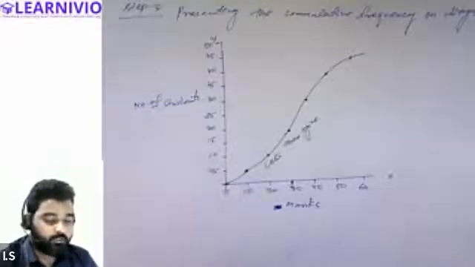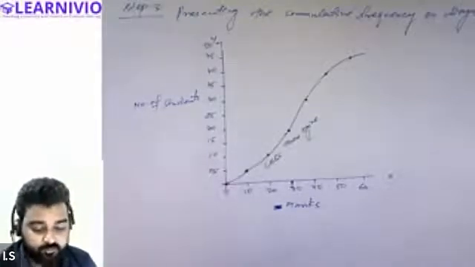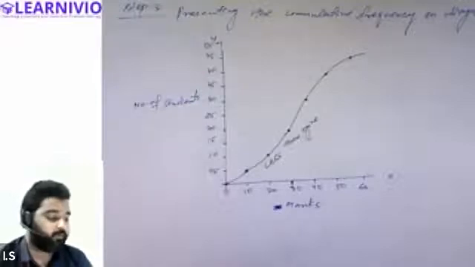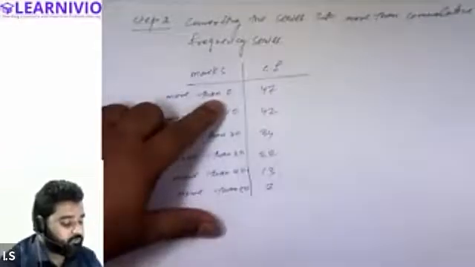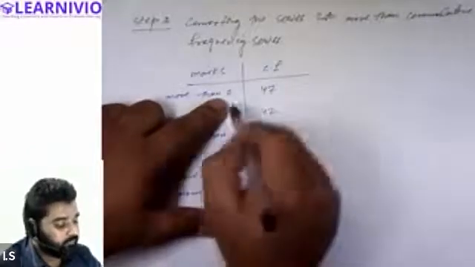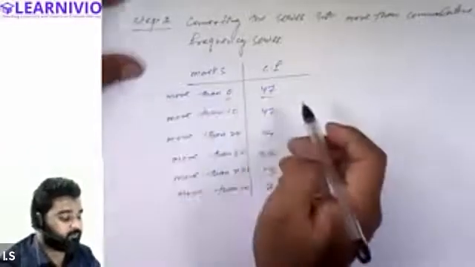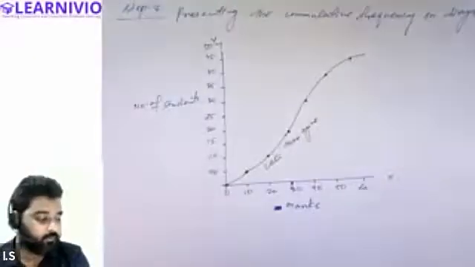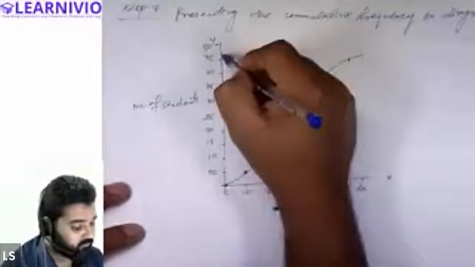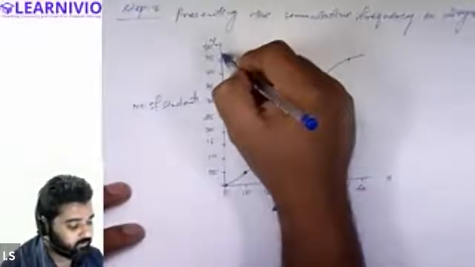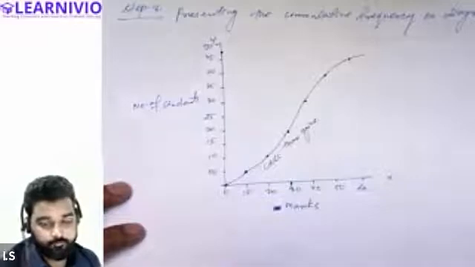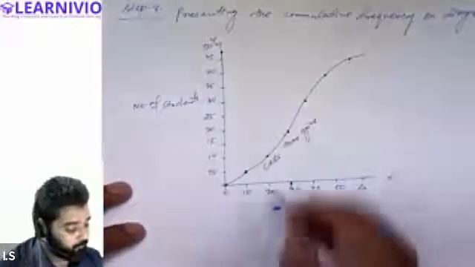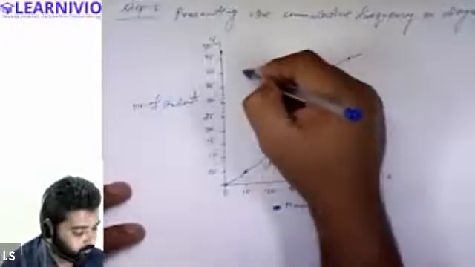Now we need to present the data of the more than cumulative frequency series. In front of 0, we have the cumulative frequency 47. So 47, let's presume, will be somewhere here. Then for 10, it is 42, so 42 will be somewhere here.